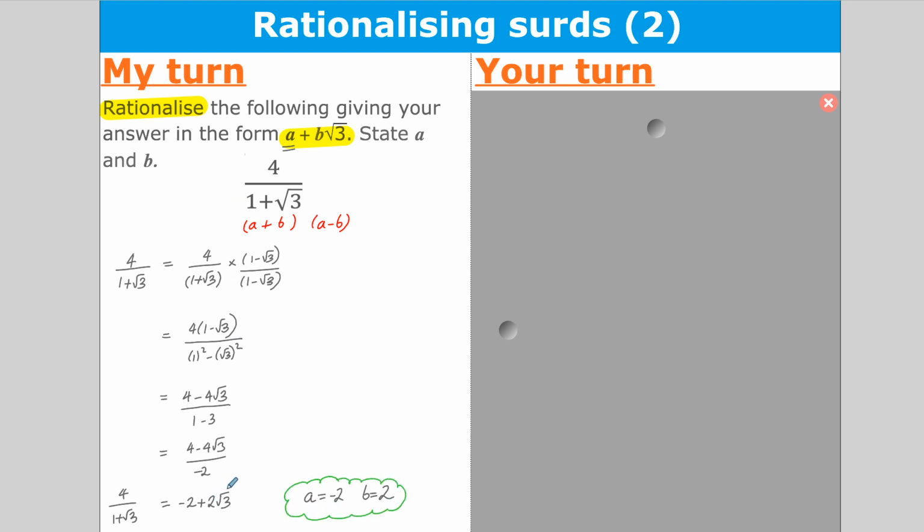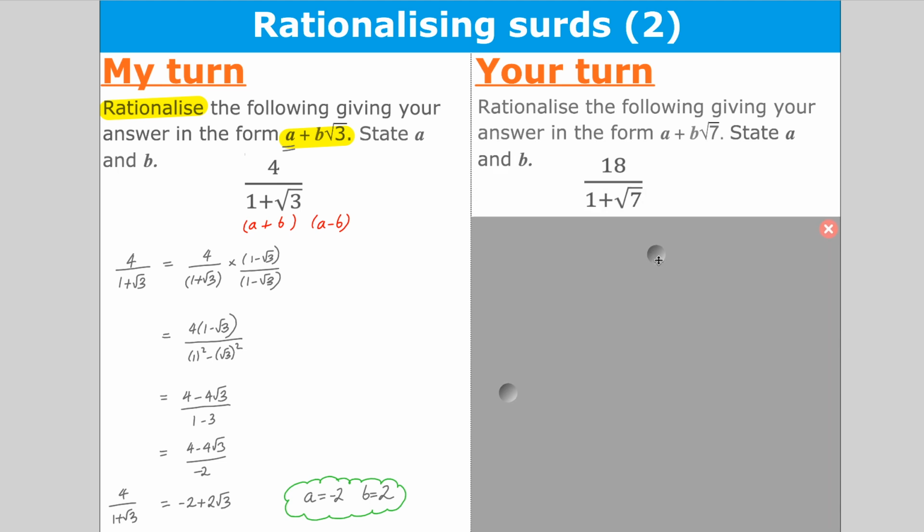So hopefully you can see this is a lot more tricky than what we did last lesson. There's a lot more lines of working. All of this is about showing you're working neatly and not just getting to the final answer super fast. So, as always, you guys have a go. Here you go. I will be quiet for a minute. Rationalize the following, leaving your answer in the form a plus b root 7. Type a and b into the chat.